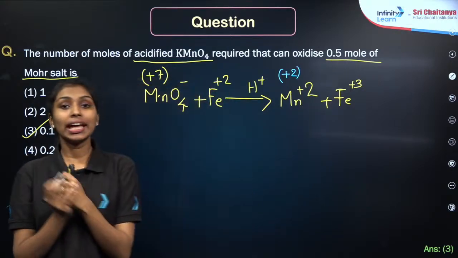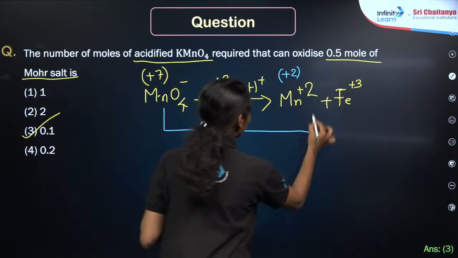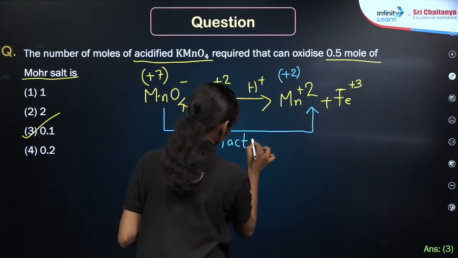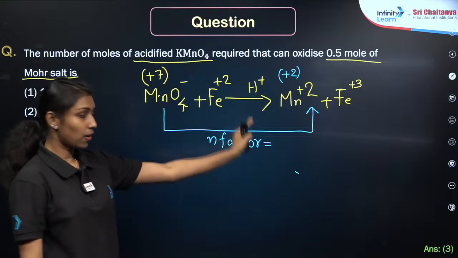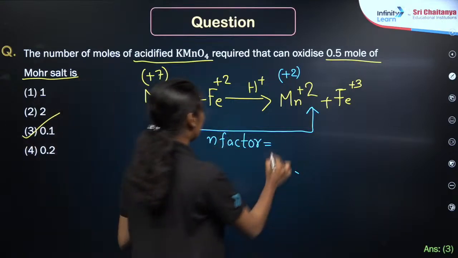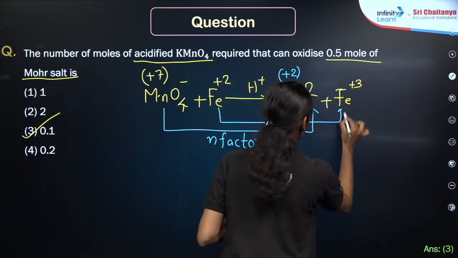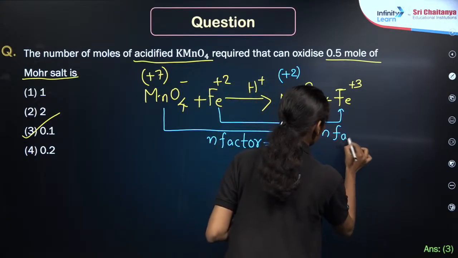Then you have to find out the n factor for this particular reaction. What do you mean by the n factor? What will be the n factor here? The number of electrons gained or lost, right? Here 5 electrons are lost, so n factor is equal to 5. Then what about the Fe2+ ion? Changing from +2 to +3, therefore n factor is equal to 1.